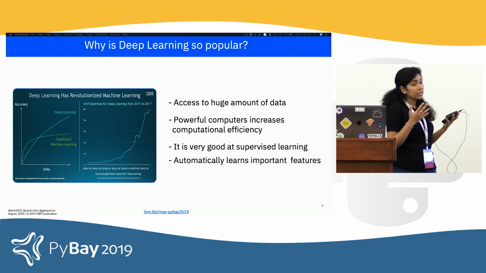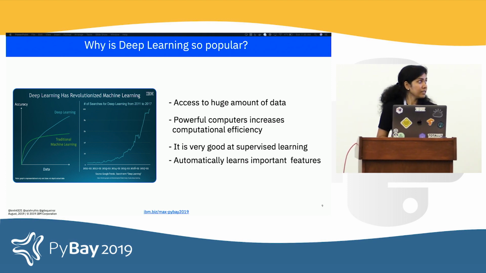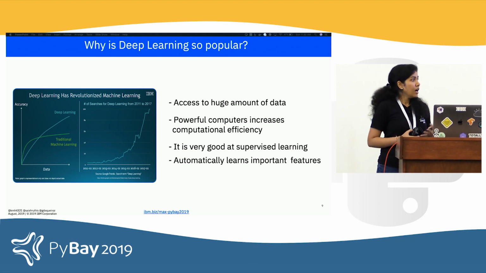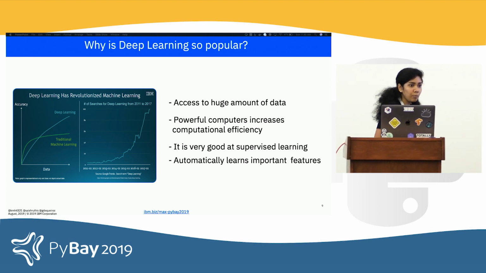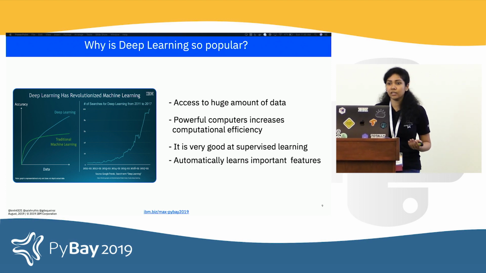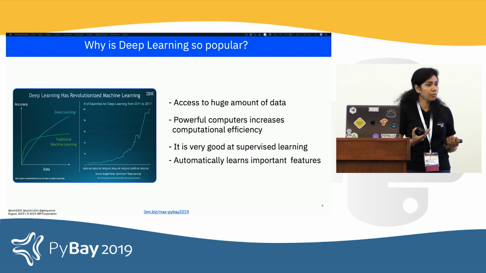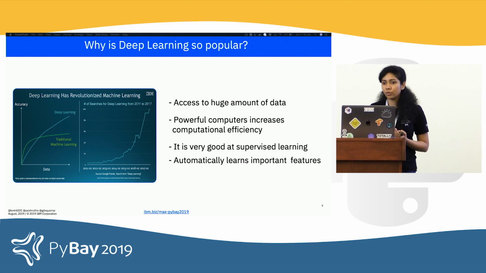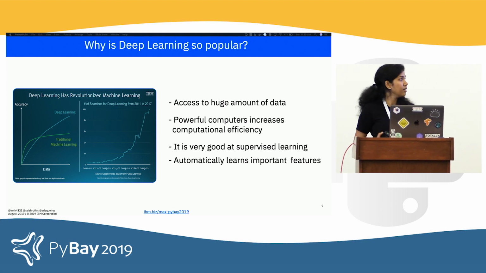So deep learning is really good at supervised learning. And also it learns the important features. You are feeding thousands of features, and not all the features are important. So it learns what is important, and it tries to create a trustworthy model.